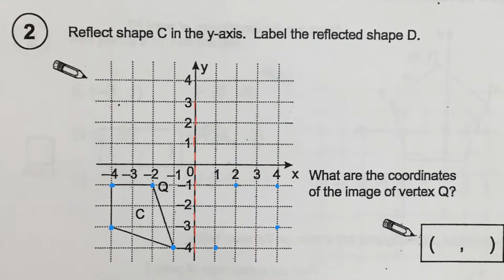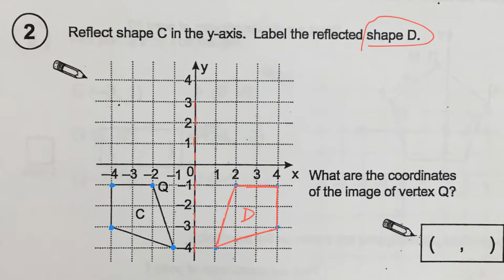Now we need to just connect the points, connect the vertices. I don't have a ruler here, so I do apologize, but when you are doing this in the exam or in any other situation, you must use a ruler. Okay, and it says to label the reflected shape D, so I'll label it D.